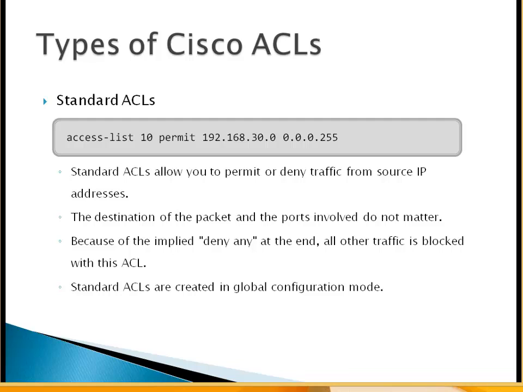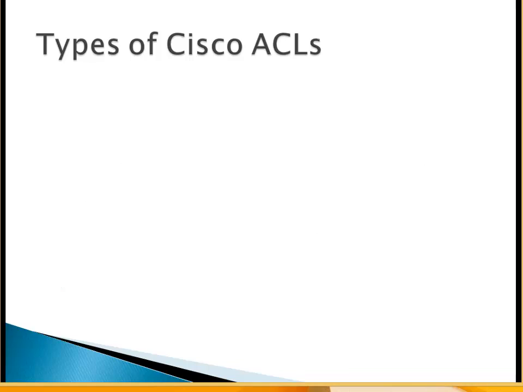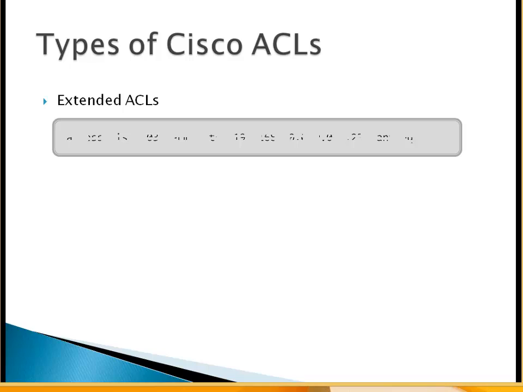Standard ACLs are created in global configuration mode. Then we have the extended ACL. So access-list and then the extended range number, permit or deny, then the protocol, in this case TCP, then the source address with the source wildcard mask, then the destination address, which is any in this case, then equal to 80. So we have a protocol, source, destination, and a port number.